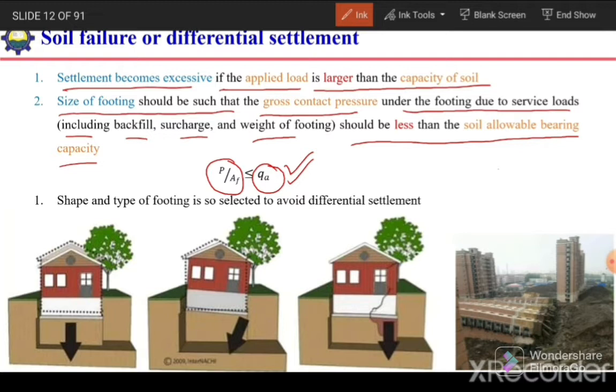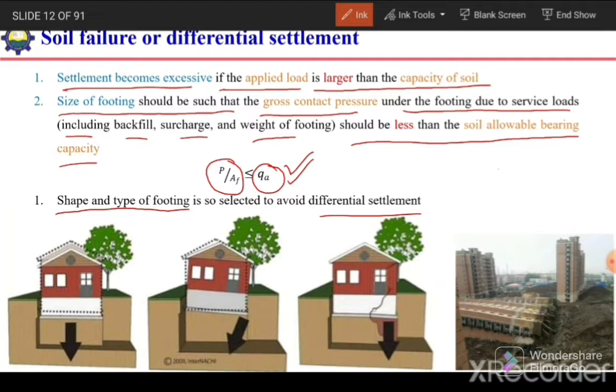To avoid the differential settlement, we can play with the shape as well as the type of footing. As we have seen in the types of footing in the previous video, if there is a possibility of differential settlement, we can use combined footing, strip footing, or raft footing.